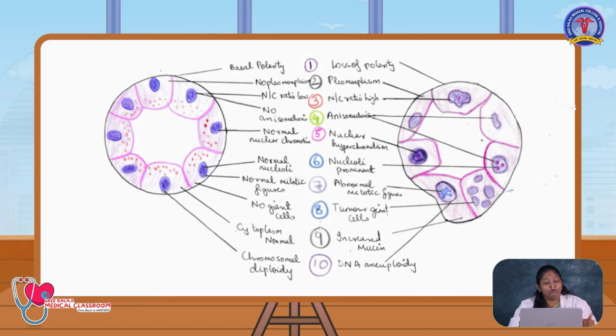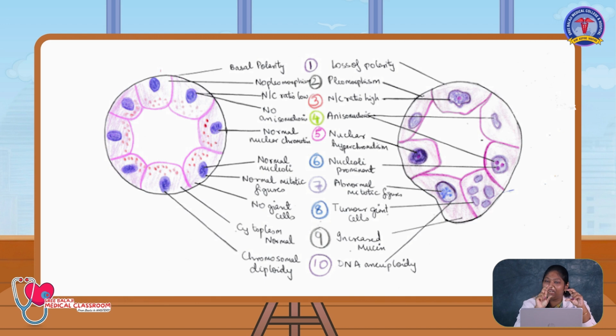Next is anisonucleosis. They are talking only about the nucleus. Till now we were talking about a cell, how it will be arranged, how the shape will be, the nucleocytoplasmic ratio. Now moving in detail only about the nucleus, they have 3 features next: anisonucleosis, nuclear hyperchromasia, and nucleoli, which means only about the nucleus. They are telling about 3 features.